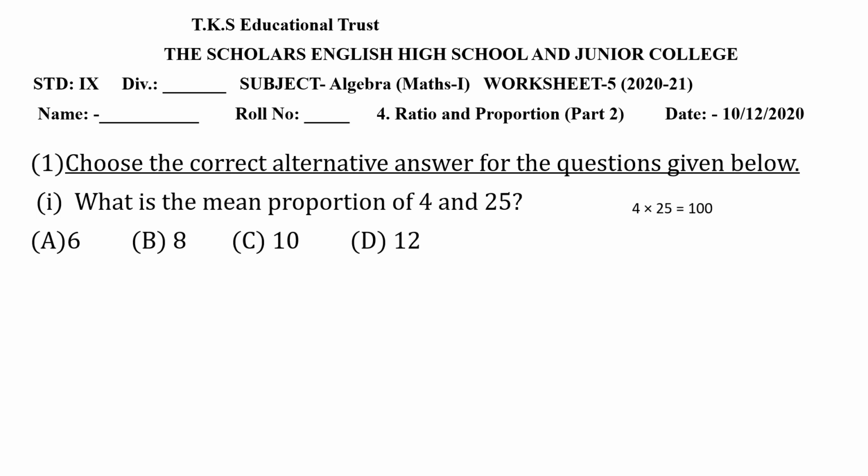So we'll multiply, that is 4 into 25, that is 100. So B square equal to 100. So B equal to, that is mean proportion equal to 10. So we'll circle option C. Okay. Now next question.